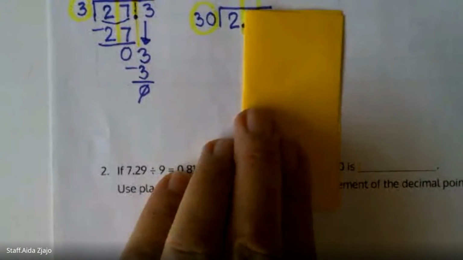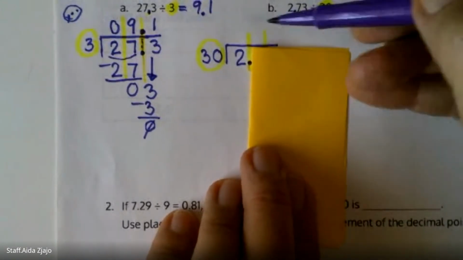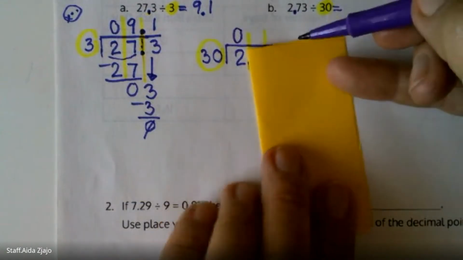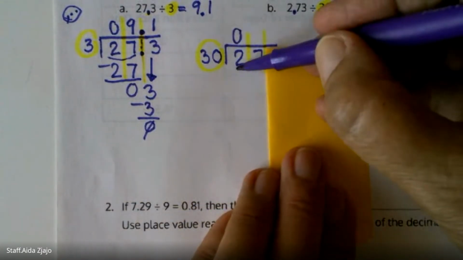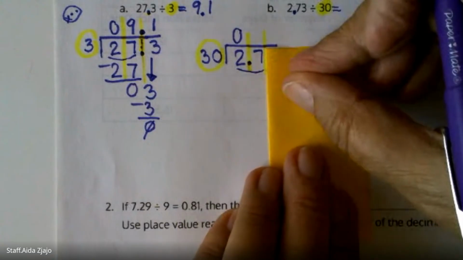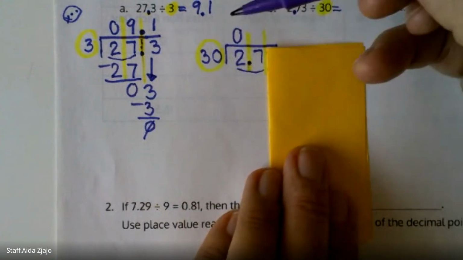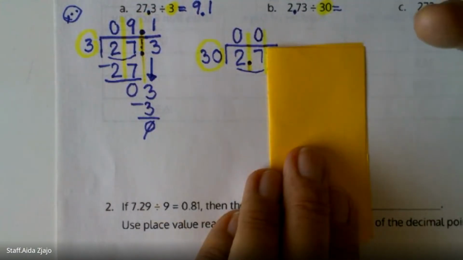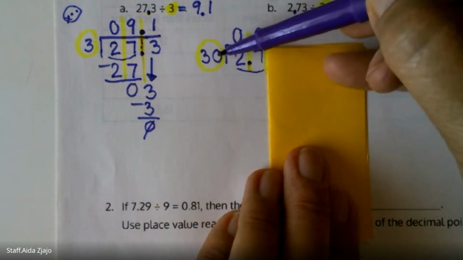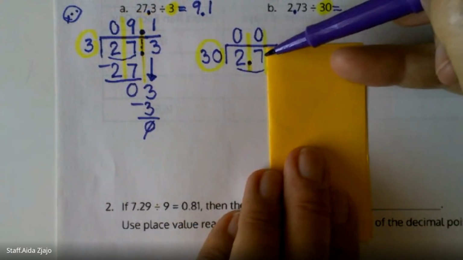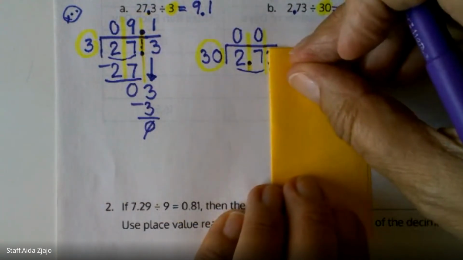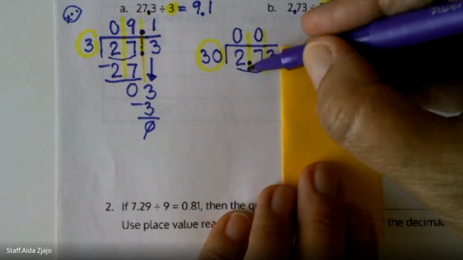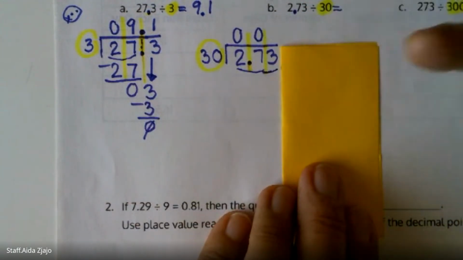If I have 2, can I make groups of 30? I have 0 groups of 30 if I have 2. Now I'm moving to 27. If I have 27, can I make a group of 30? Again, I can make 0 groups of 30, because I need 30 things and I have only 27. So all I can do is think how many groups of 30 are in 273.